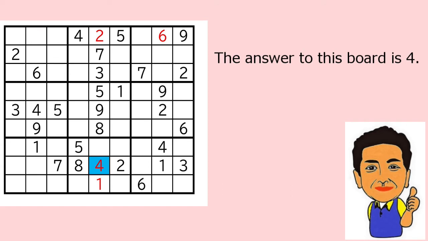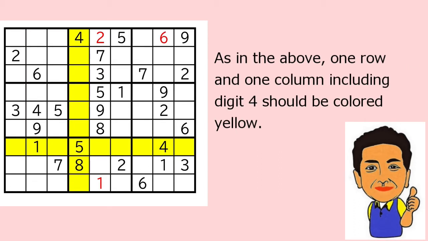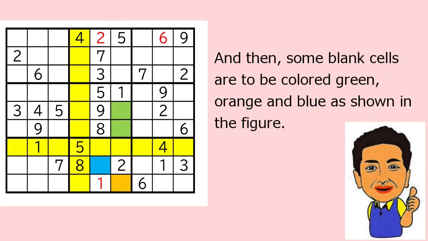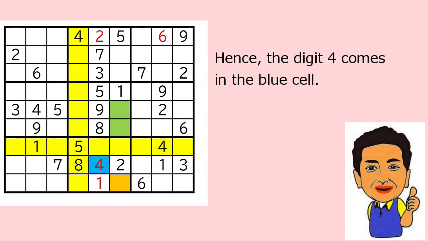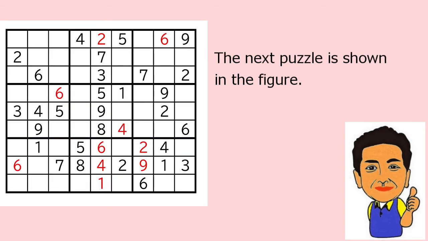The answer to this board is 4. As in the above, one row and one column including these 4 should be colored yellow. And then, some blank cells should be colored green, orange, and blue, as in the figure. By watching this pattern, the route to the solution is apparent, as seen in the previous case. Hence, the digit 4 comes in the blue cell. The next puzzle is shown in the figure.